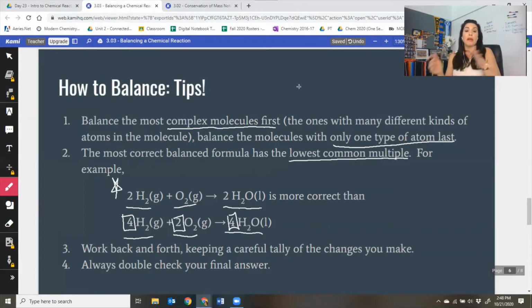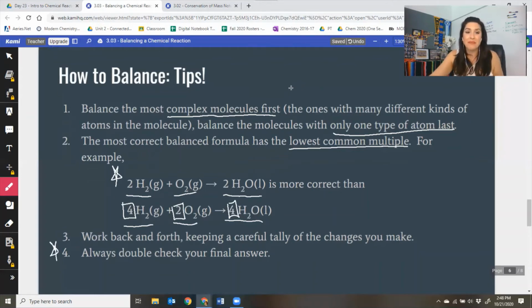So you may be working back and forth between the reactant side and the product side, carefully keeping track using the atomic inventory we did last time, carefully keeping track of the changes that you make. And at the very end, count up your atoms on each side one final time to ensure that you have the same amount of atoms of each type on both sides, and double check your final answer. Okay, so let's practice a few of these.